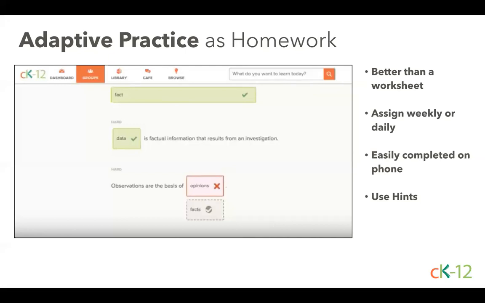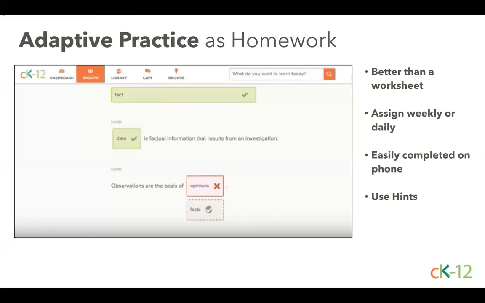A lot of times I've seen teachers using this say, okay, here are the 8 concepts that we've gone over this week, or that we will be going over, and you need to finish the CK-12 adaptive practice on those 8 concepts by Friday. So they give them the assignment, and the students finish it whenever they need to. And the students love that they can easily complete the assignment using the CK-12 app on their phone. This is really convenient for them. They can do it on the way to the game or on the bus ride on the way home.